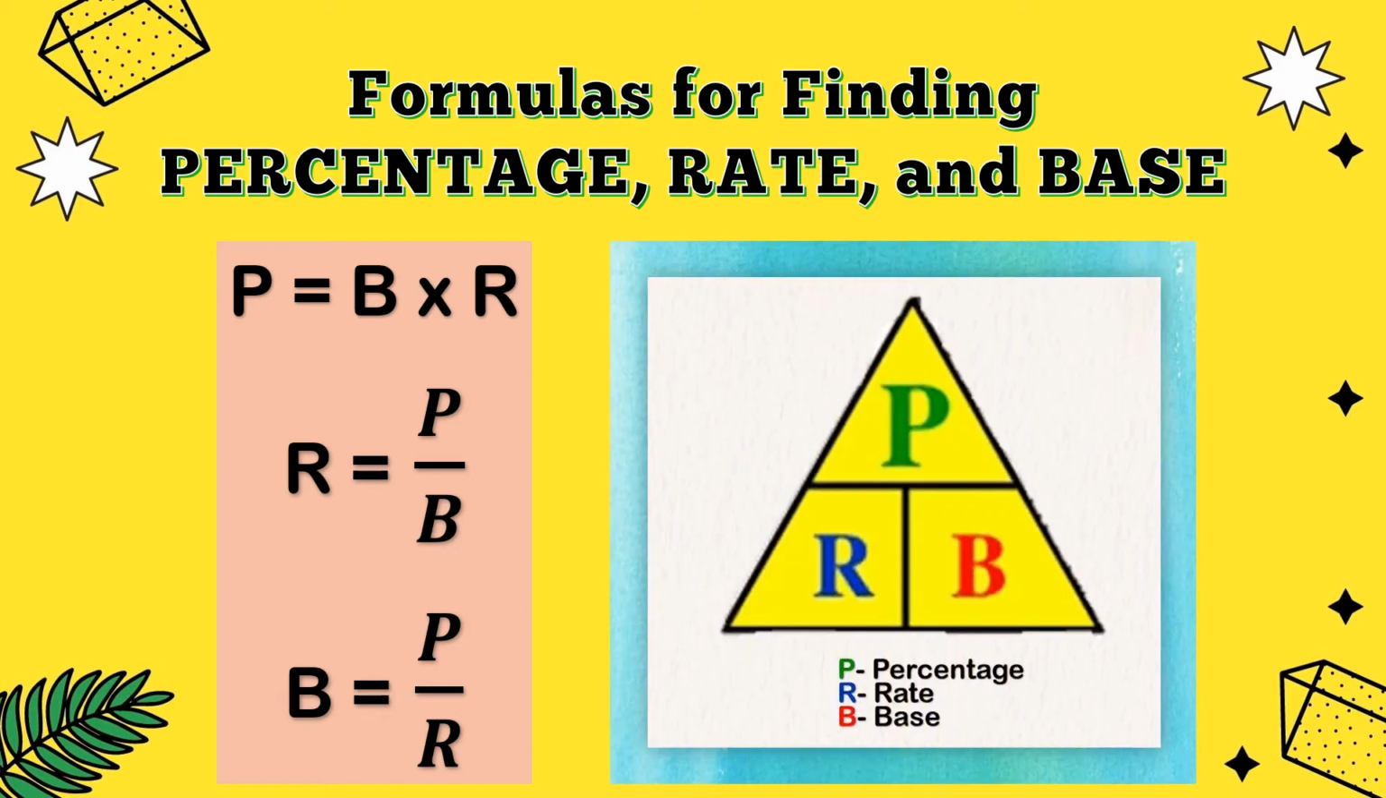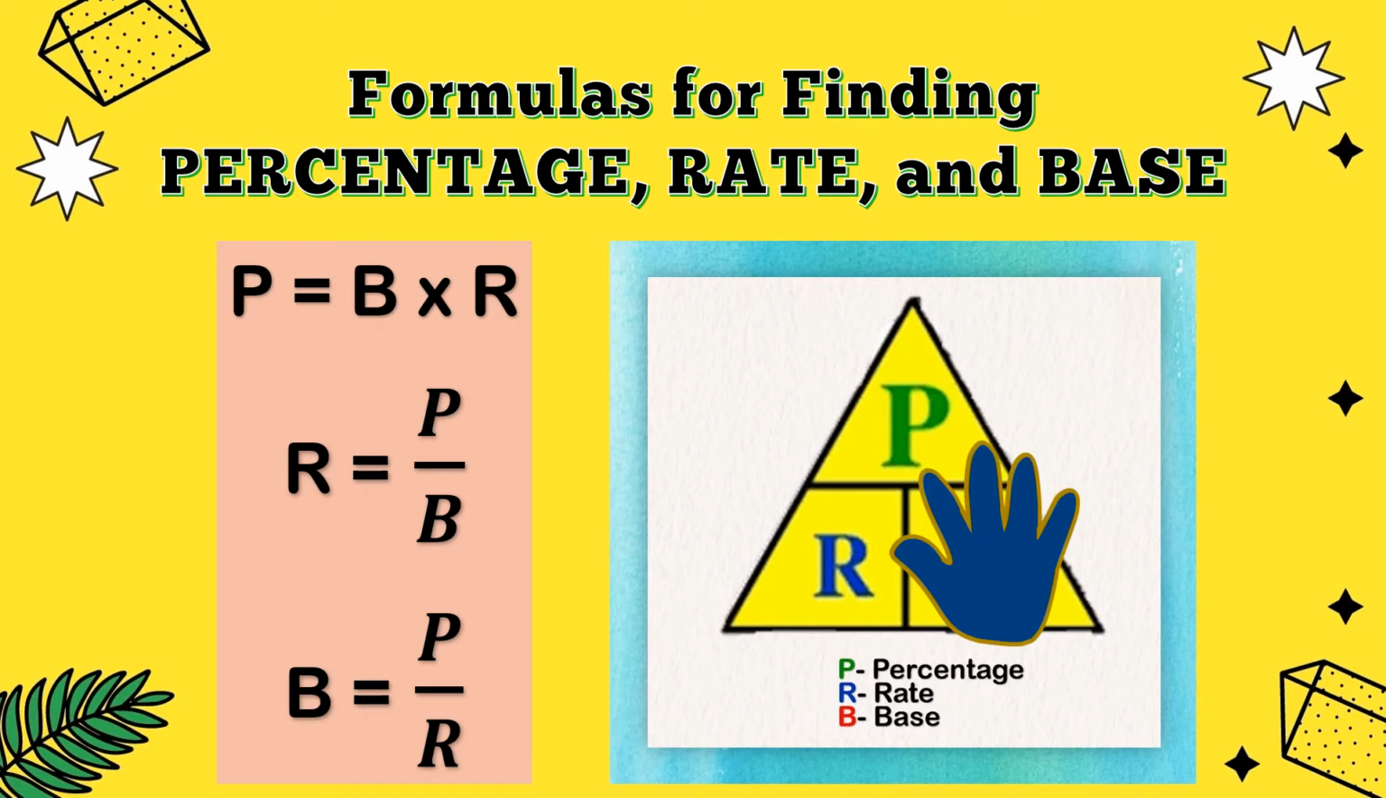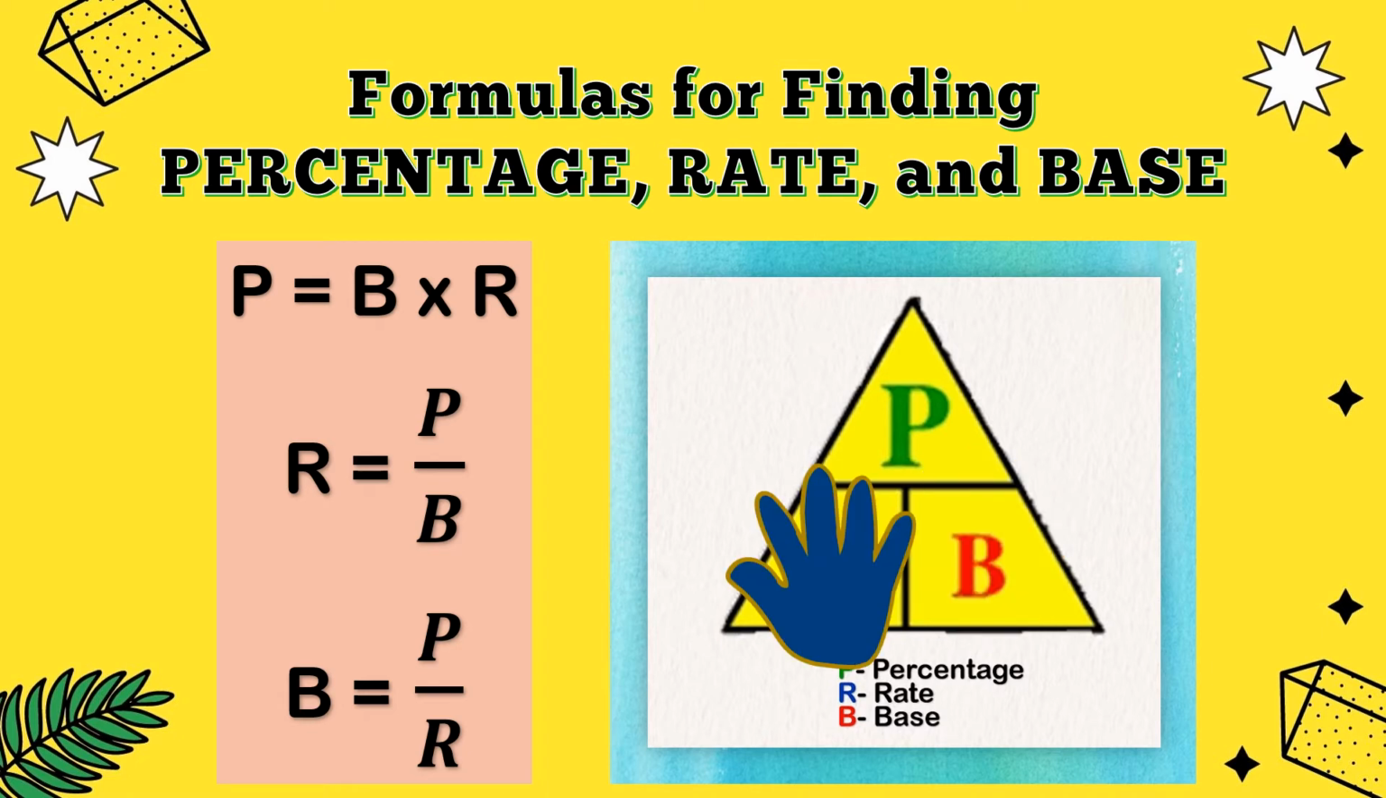The triangle can help you remember the three formulas. To find percentage, cover P. Since R and B are next to each other, it means multiplication. To find the base, cover B. Since P is over R, it means division. And to find the rate, cover R. And since P is over B, it means division.